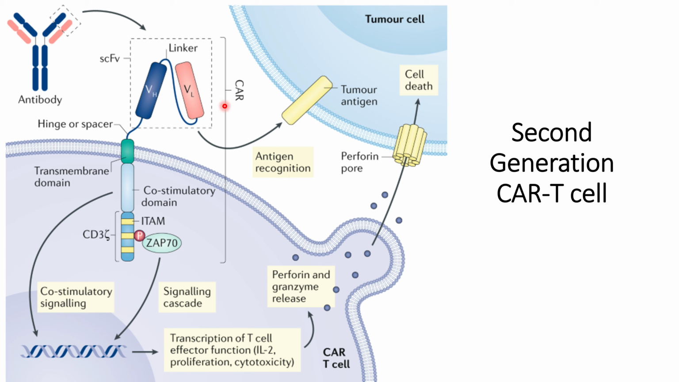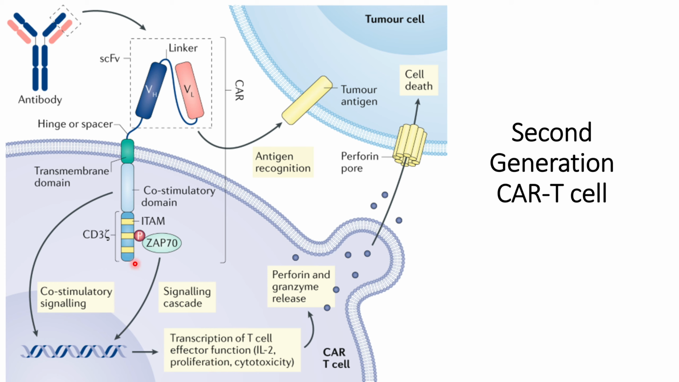Whenever it detects the antigens present on the tumor cells, the intracellular domain part, there are two intracellular domain parts. The first one is the co-stimulatory domain, and the other one is the CD3 domain. Both of them have different forms of activation. When the CD3 domain is phosphorylated, it forms a complex with ZAP70. This will trigger the transcription of T cell effector function, in other terms IL-2 proliferation and cytotoxicity.